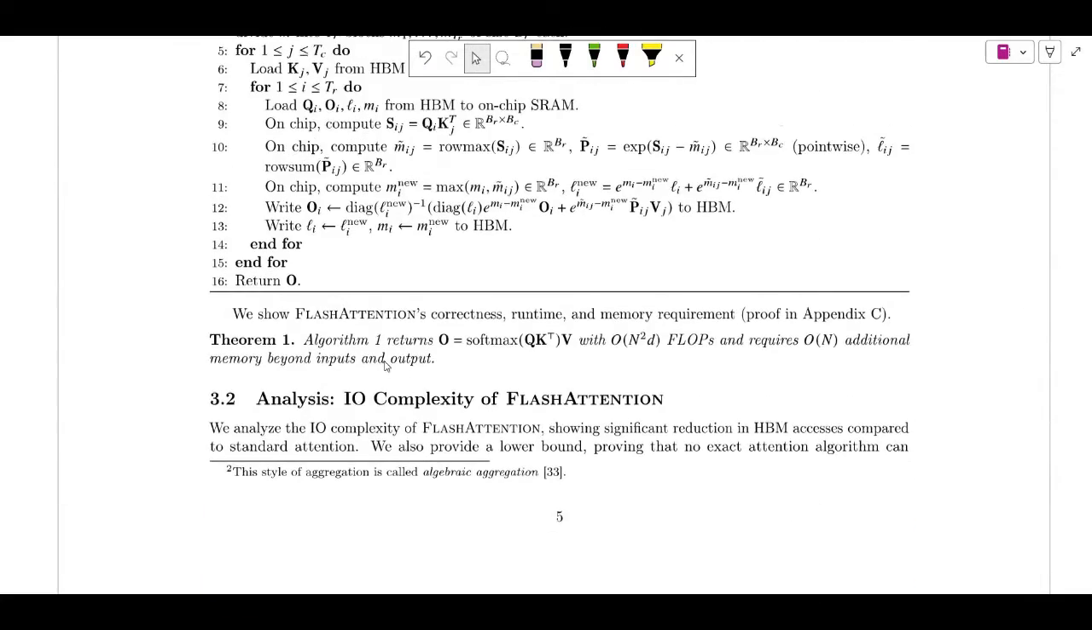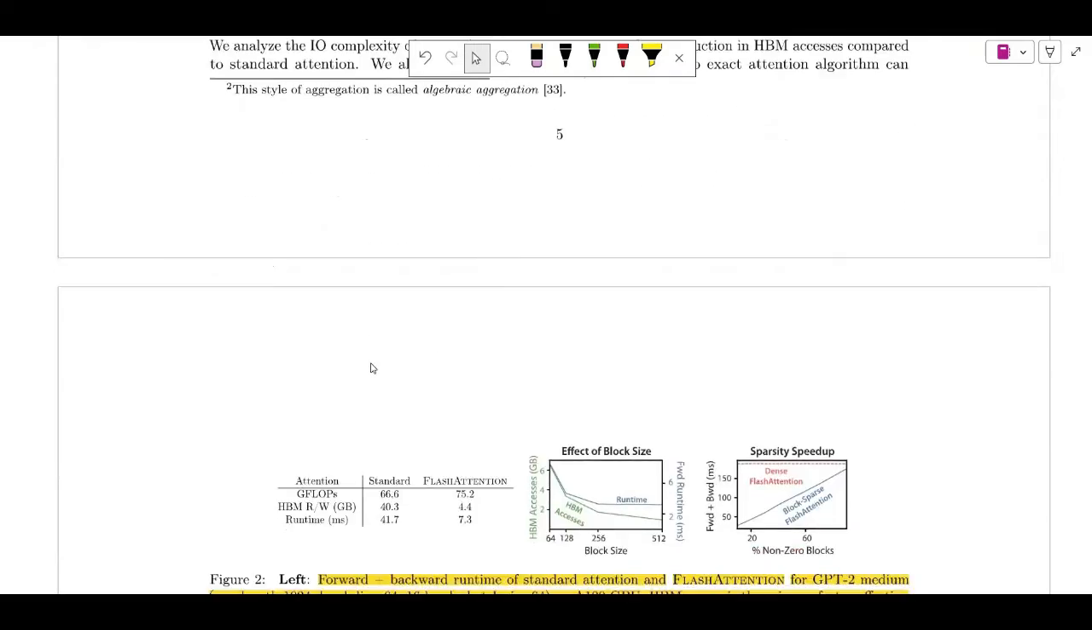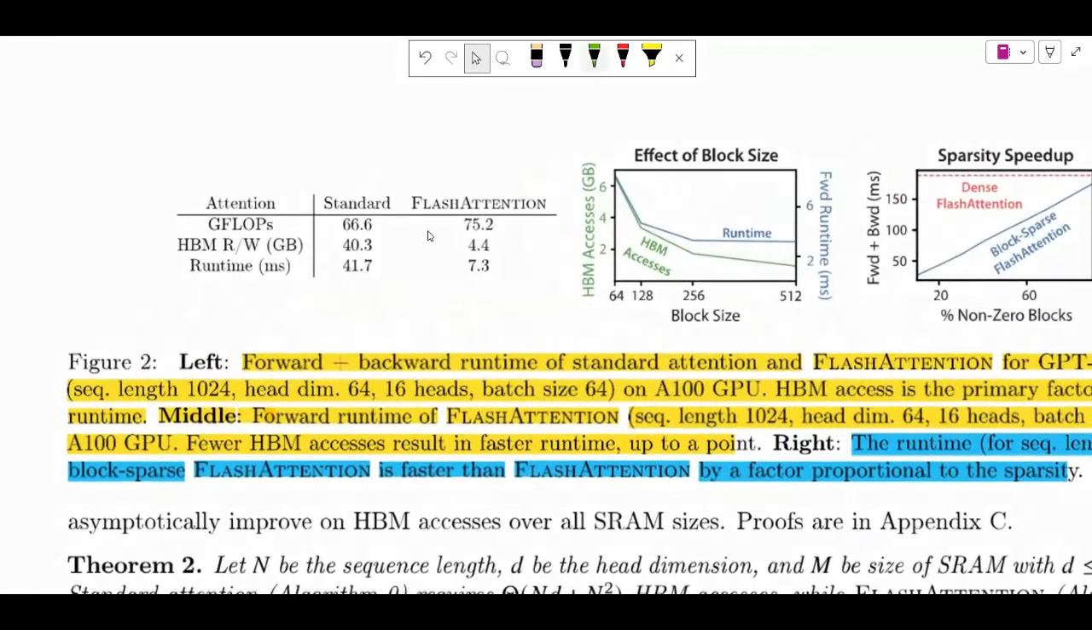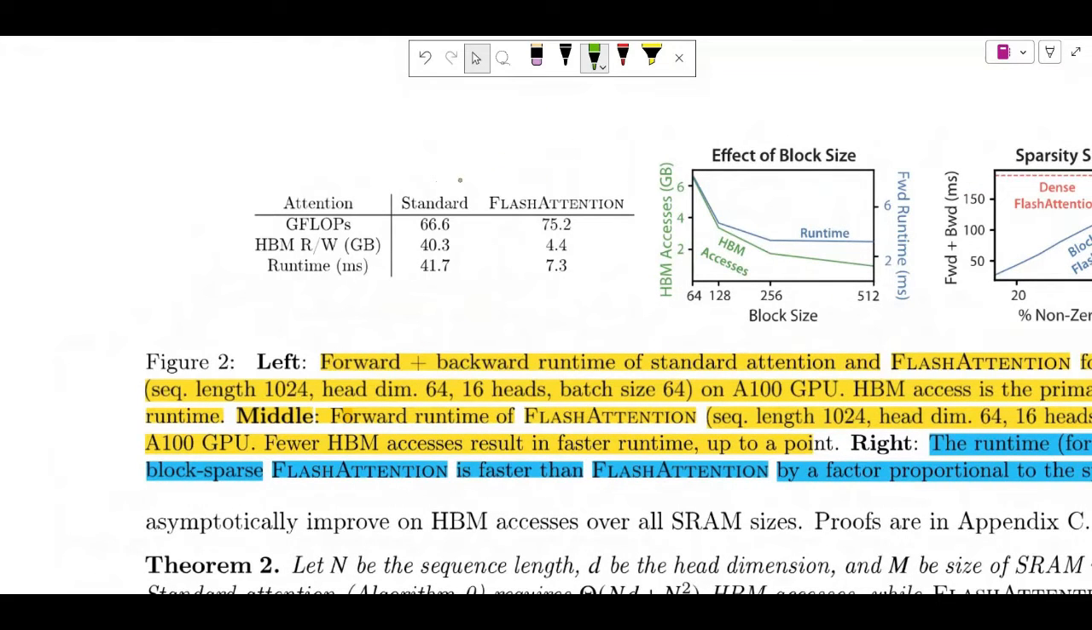Okay, so now let's see some analysis of the IO complexity. If you see this table, this compares the standard and the flash attention. If you look at the flops, the number of computations you have to do, flash attention has more computation to do than standard attention. This is because of the recomputation in the backward pass. You have to compute things again, so there is more computation happening.